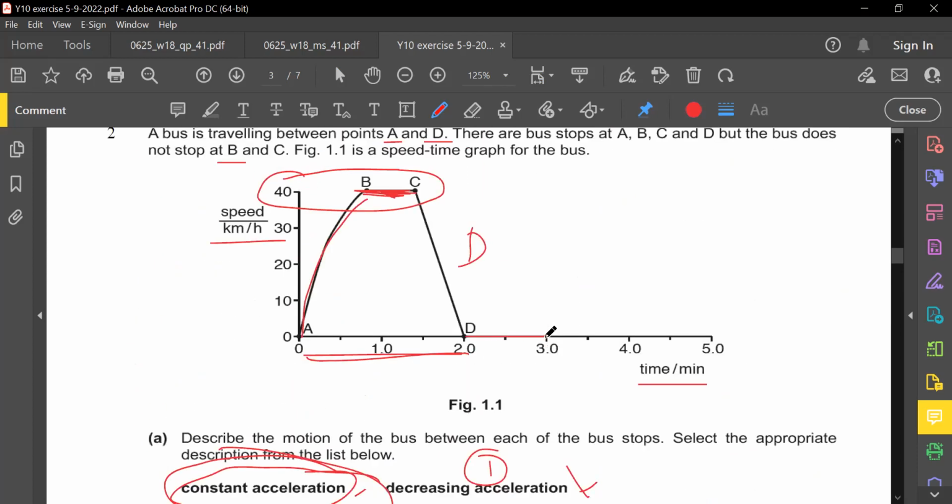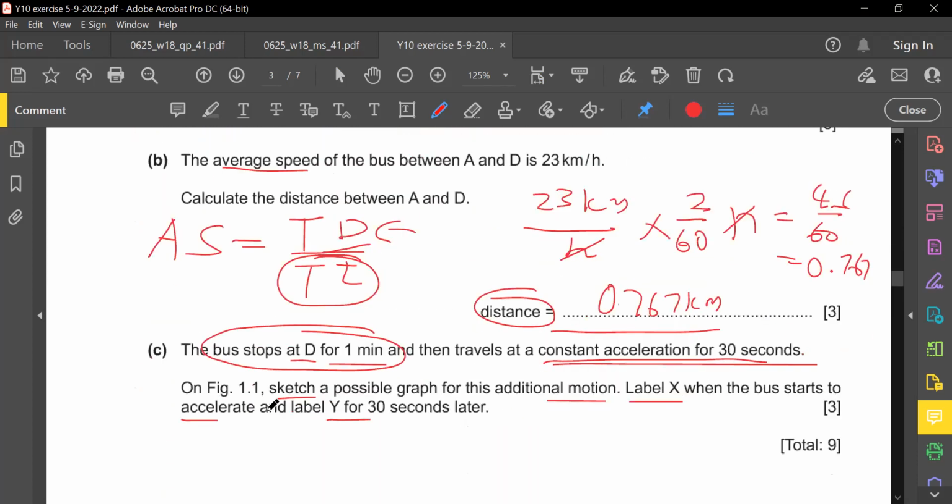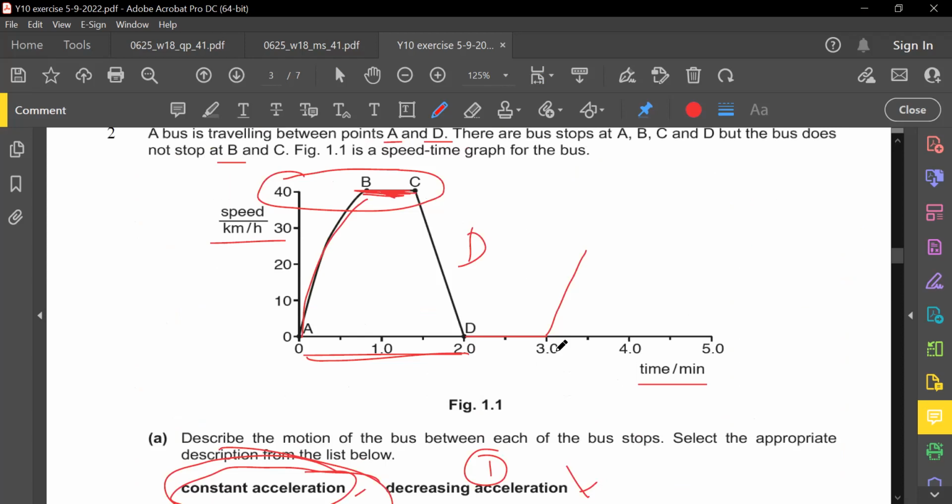Then after that, the next part says they had constant acceleration for 30 seconds. Constant acceleration means something like this: one straight line upwards. It should not be curved. It should be one straight line upwards. And where do they label X and Y? Label X when it starts accelerating, and Y when it stops accelerating here.